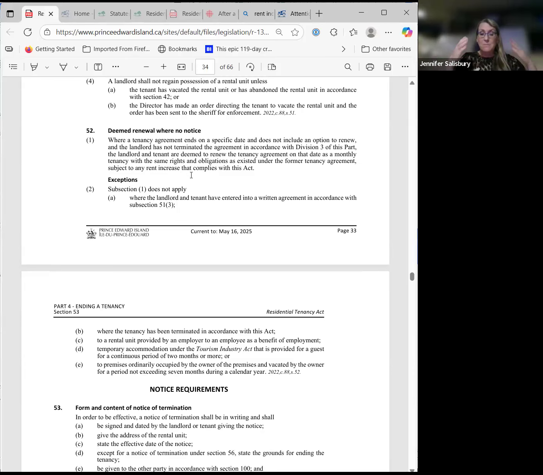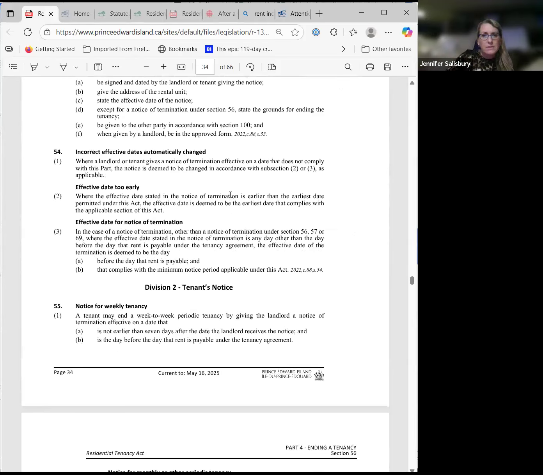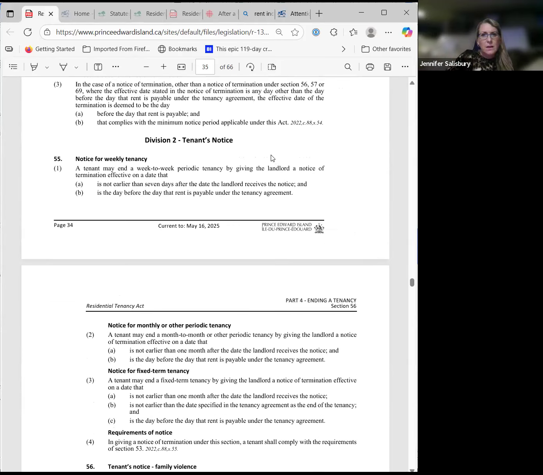The landlord or the tenant must say, look, I'm going to leave at the end of the fixed term, but they have to give proper notice that they're not going to renew. And if they don't actually say that, then this clause says, okay, if you haven't given notice saying you're going to renew or not going to renew, then it automatically renews month to month. Okay, that makes sense, I guess. Interesting. Okay. Let's see. Effective date too early.